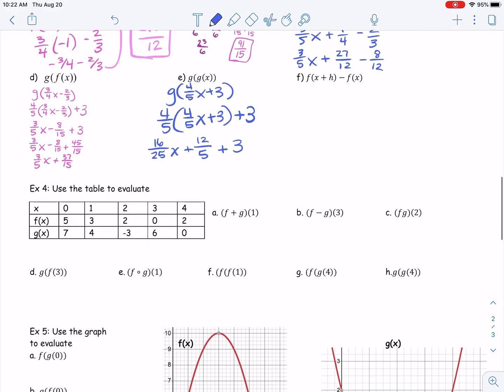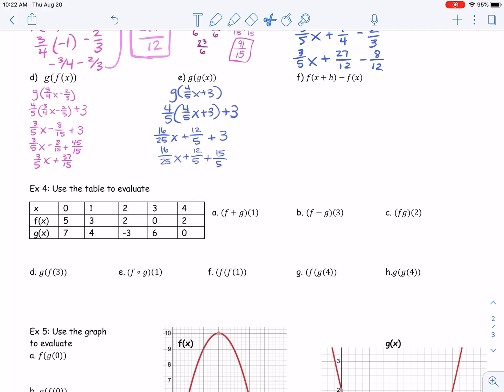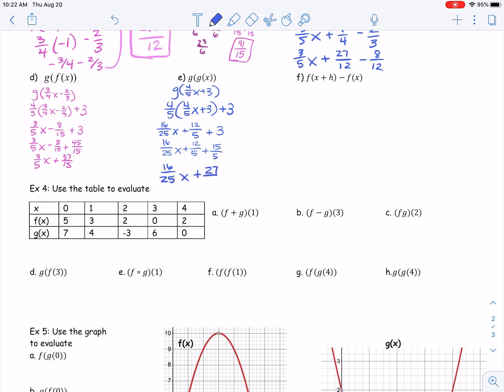And so all I need to do is make 3 a fraction of 5. So I have 16 over 25x plus 12 over 5 plus 15 over 5. And then combining my fractions, let me make this smaller again. And so our final answer is going to be 16 over 25x plus 27 over 5.